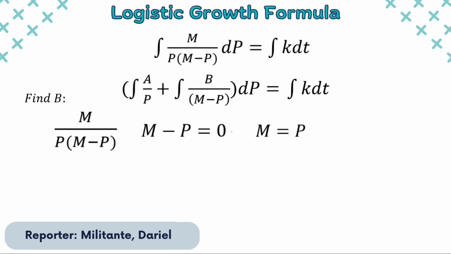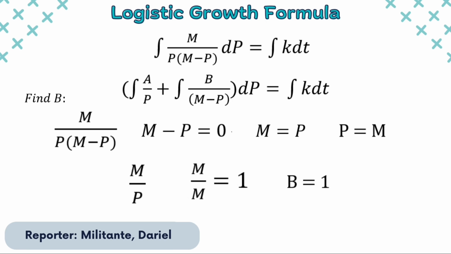Transpose p to the right side, which will give m is equal to p, or by symmetric property of equality, p is equal to m. Next, we cover or delete m minus p from p times m minus p. So we will get m over p. Then substitute the value of p. We will have m over m is equal to 1, which is the value of b.